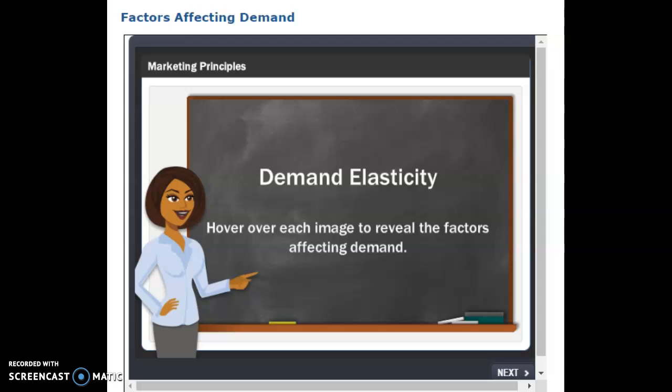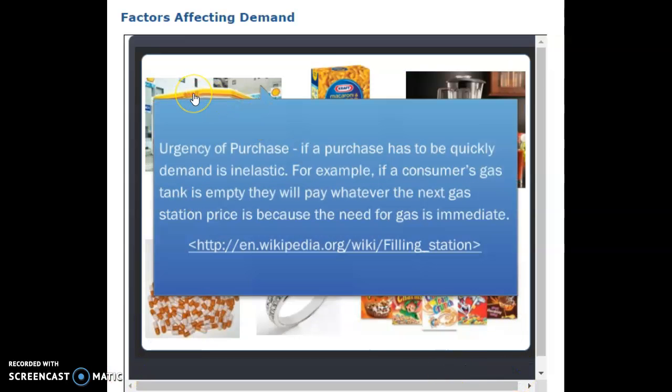Let's take a look at some factors affecting demand elasticity. Urgency of purchase. If a purchase has to be made quickly, demand is inelastic. For example, if a consumer's gas tank is empty, they will pay whatever the next gas station price is because the need for gas is immediate.